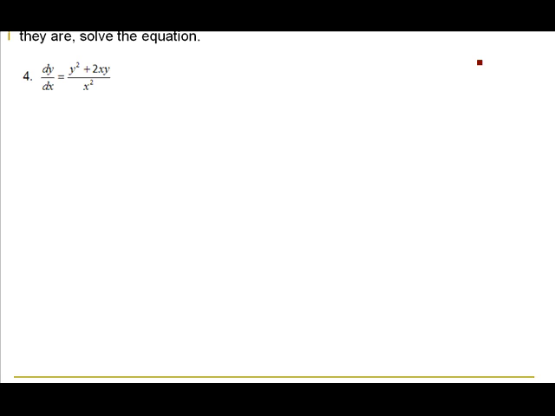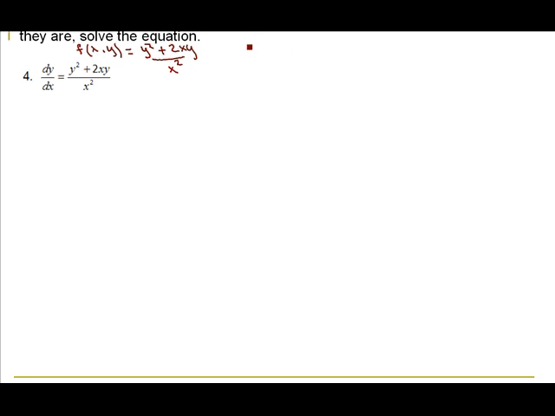Determine whether this is a homogeneous ODE, and if it is, then solve the equation. Notice that here on the right side of the equation I have my function of x and y. So f of x y is equal to the right side, which is y squared plus 2xy over x squared.